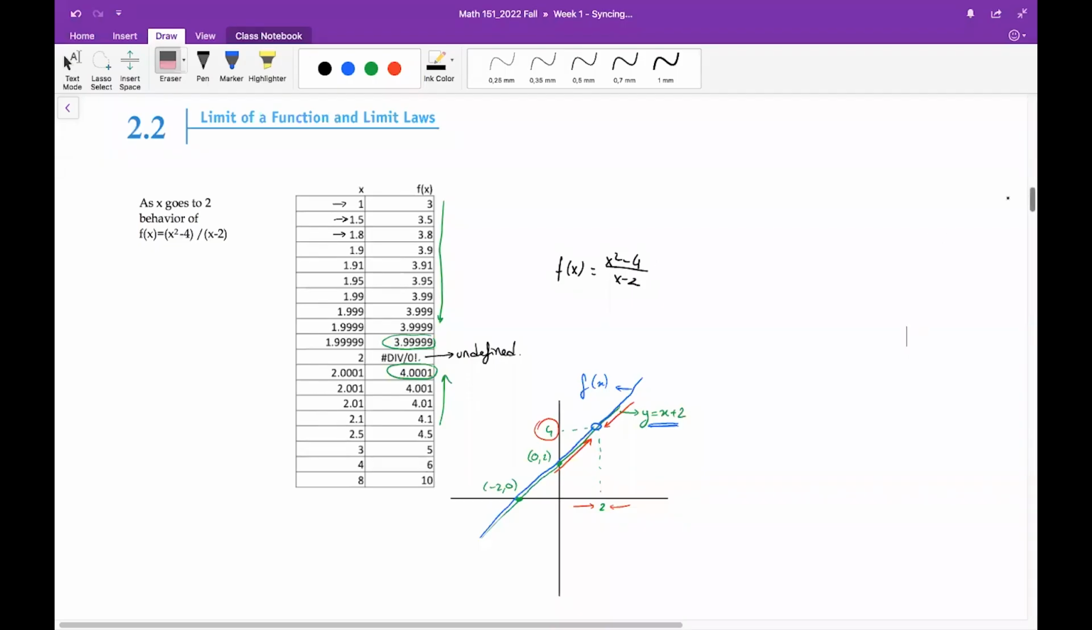Hi everyone, this is a video of lecture 2, in which I will explain section 2.2 in your course book, which is titled Limit of a Function and Limit Laws. Let me start sharing my screen. Okay, this is the topic of lecture 2 video, Limit of a Function and Limit Laws.